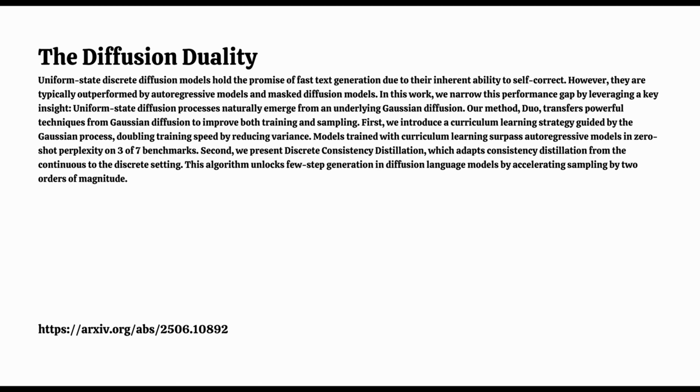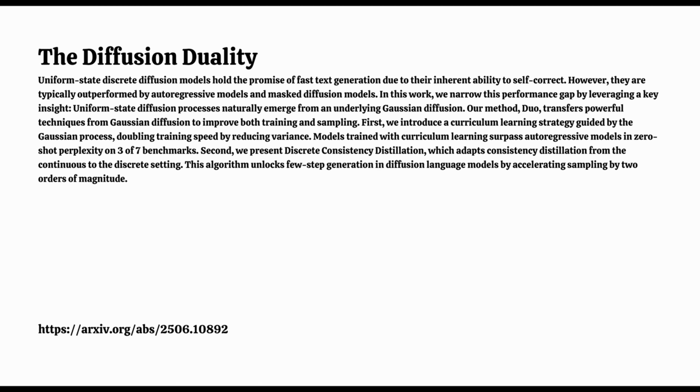And how much faster did DCD make the sampling for these USDMs? Orders of magnitude faster. They showed they could reduce the number of steps needed, the number of function evaluations, or NFEs, from something like 1024, which is typical for ancestral sampling, down to just 8 steps. 8. From over 1,000. That's huge. Without sacrificing quality. With minimal impact on sample quality, according to their results in Section 5.2. It's a massive speed up.